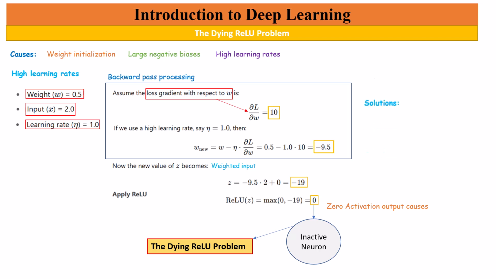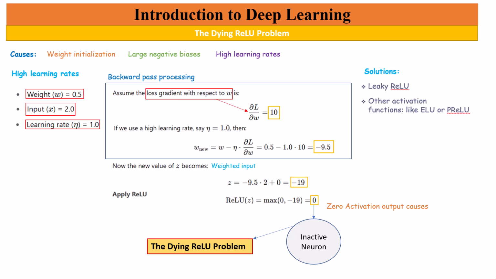To mitigate the dying ReLU problem, several strategies can be employed during model design and training. One effective approach is using leaky ReLU, a variation of ReLU that allows a small, non-zero gradient for negative input values, ensuring that neurons maintain some level of activity even when the input is negative. Additionally, exploring alternative activation functions such as exponential linear unit or parametric ReLU can also help reduce the chances of neuron inactivation. Another important factor is the learning rate.